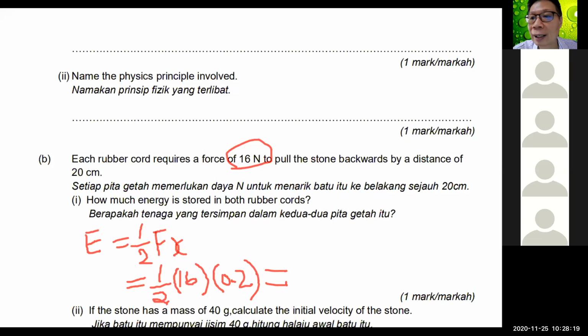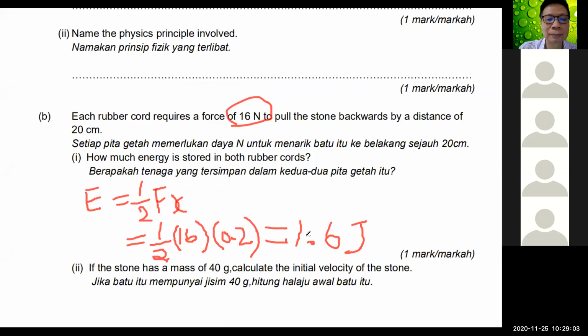1.6. Okay, I think it's 1.6. Energy unit is joule. Is 1.6 correct? Use your calculator to check. Correct, sir. 1.6 joule, energy. I'm sure some of you put Newton. Not Newton, energy is joule.